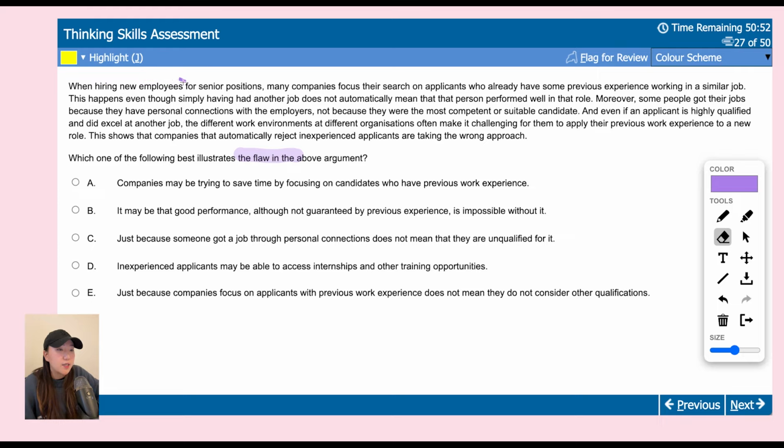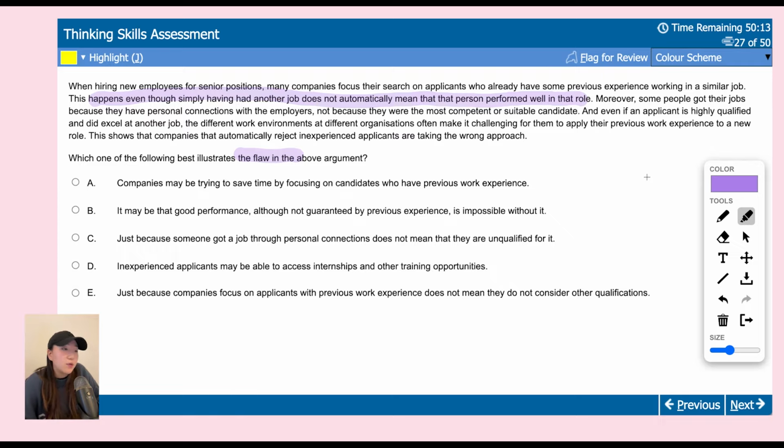new employees for senior positions, many companies focus their search on applicants who already have previous experience working in a similar job. This happens even though having another job does not automatically mean that a person performed well in that role. Also it doesn't mean that they didn't perform well in that role. They could have performed well. Moreover, some people got their jobs because they have personal connections with the employees, not because they were the most competent or suitable candidate. But it also doesn't mean that they definitely did get those jobs because of personal connections. Even if an applicant is highly qualified and did excel at another job, the different work environments at different organizations make it challenging for them to apply their previous work experience.